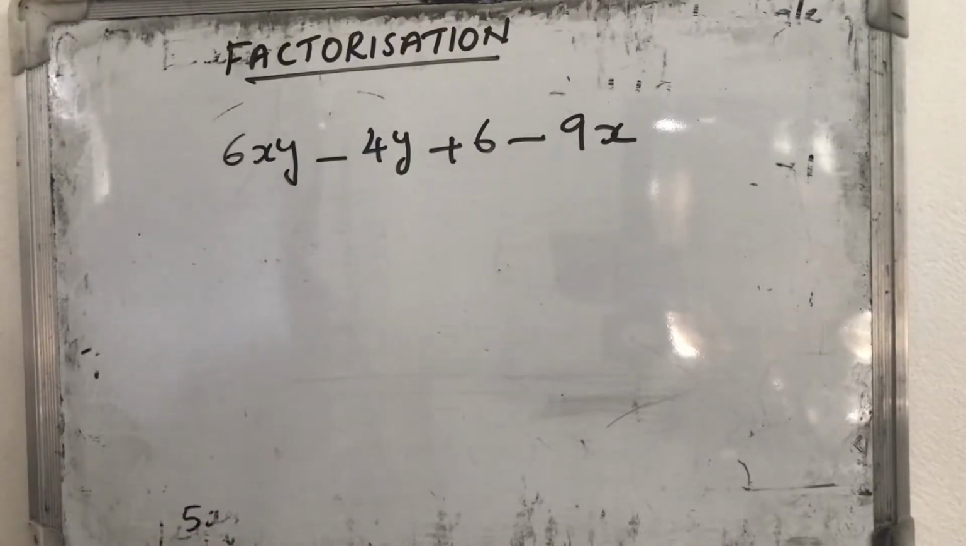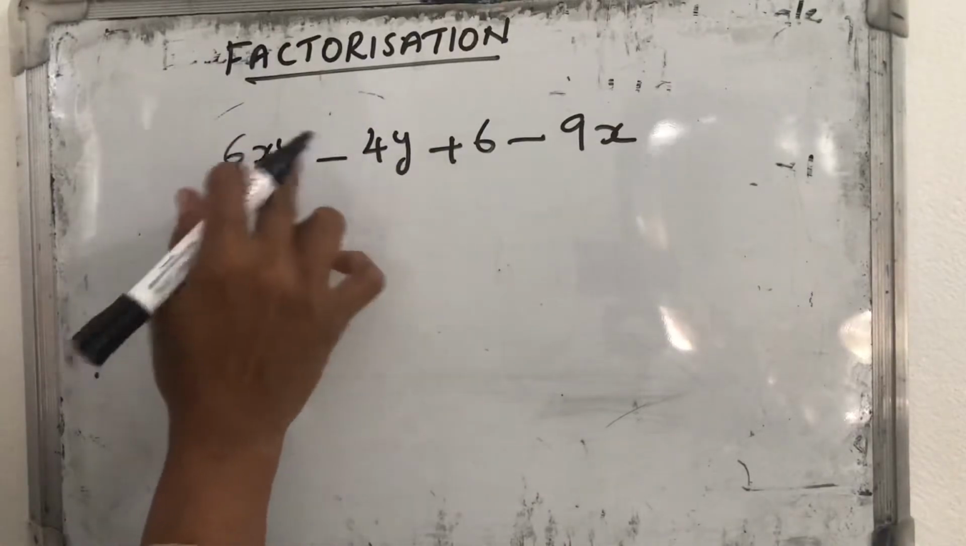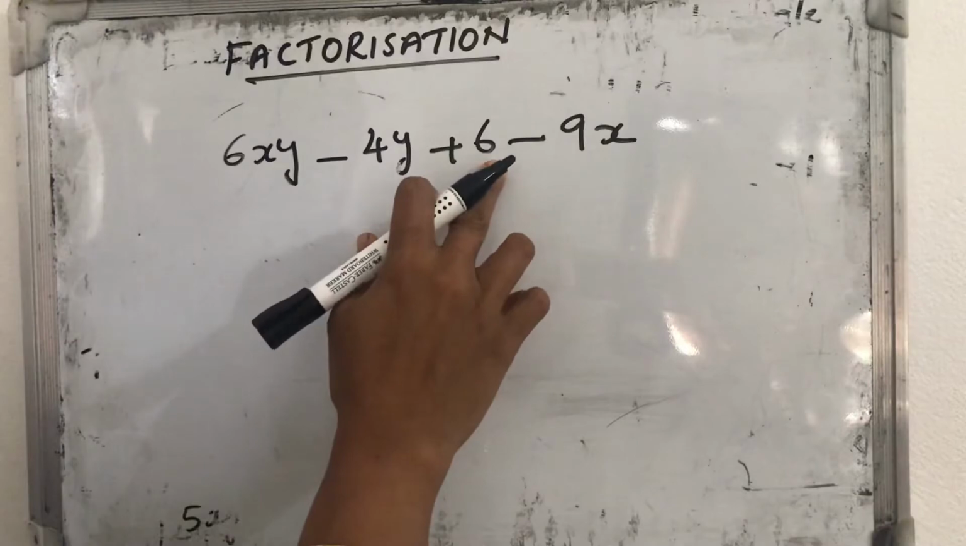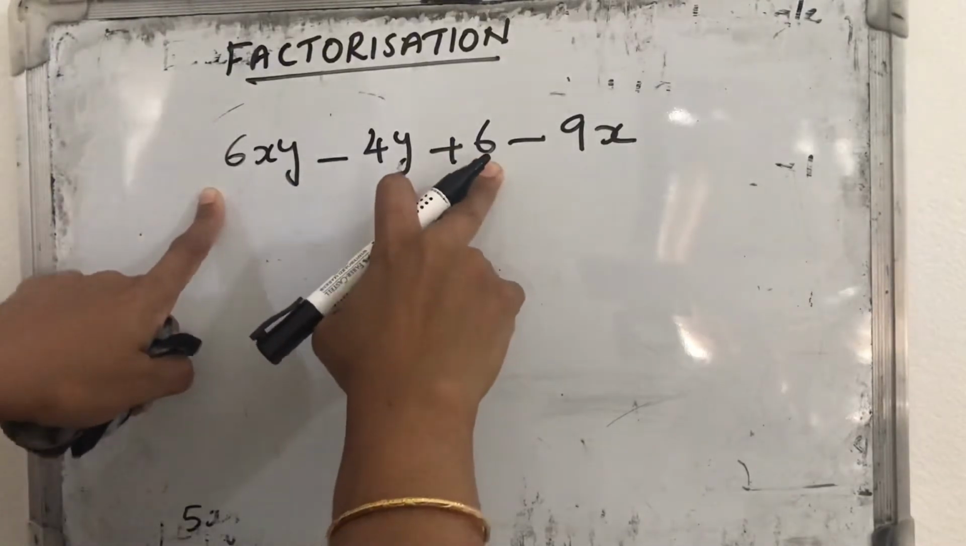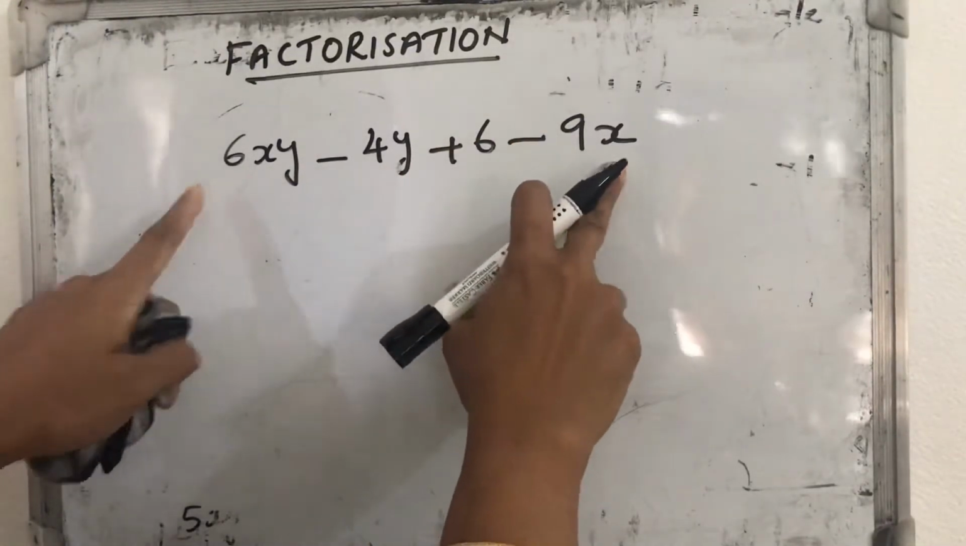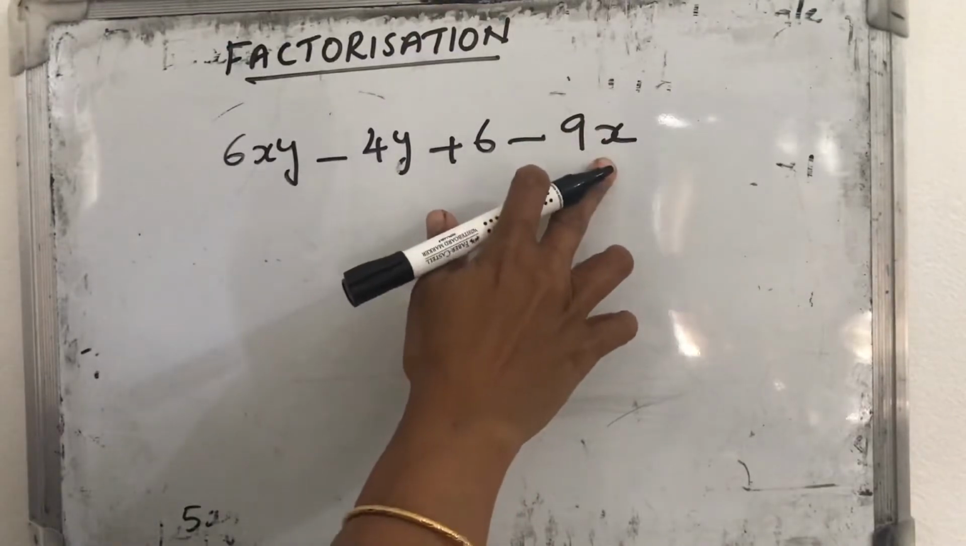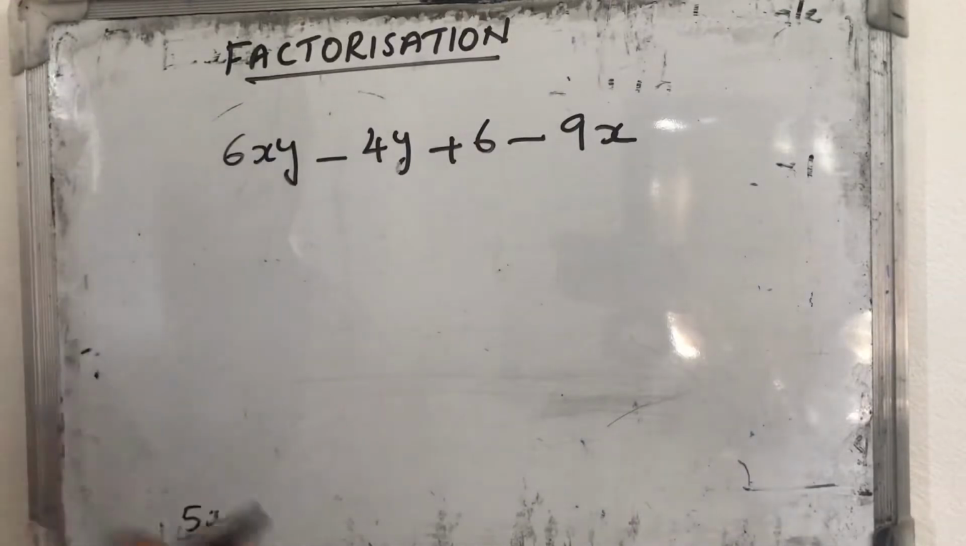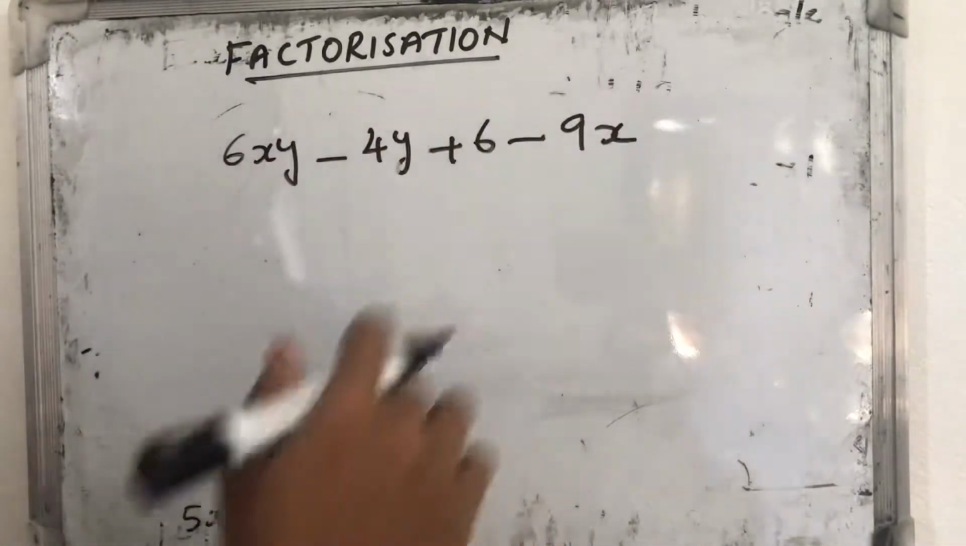Can you find any common factor in these four terms? Here 6, 4, there is a common factor 2, and y is also common. But here also we can use 2 as common. But in this case, for 9x, 2 is not common, and x also. So we can find there is no common factor in all these four terms.